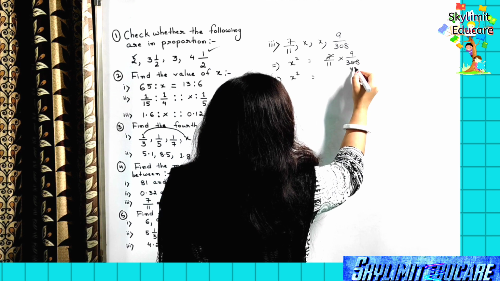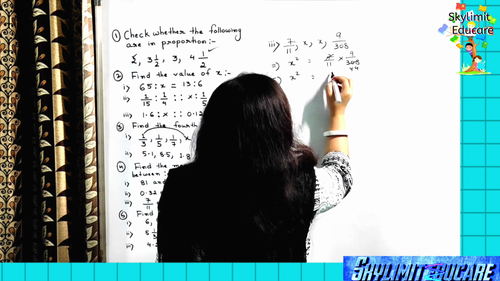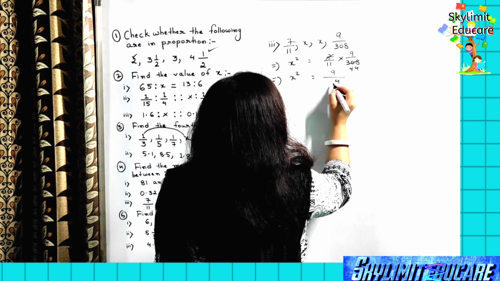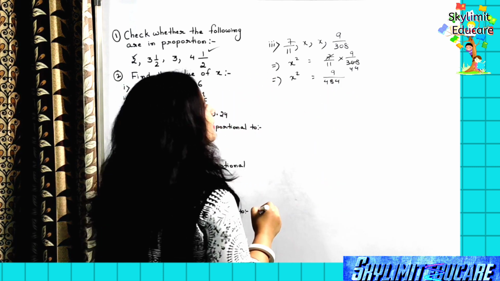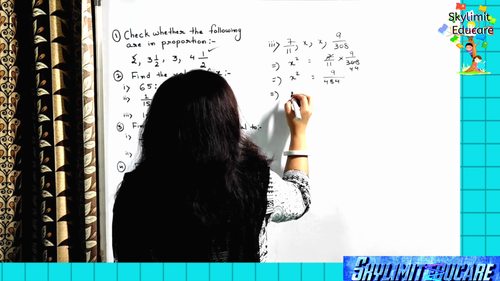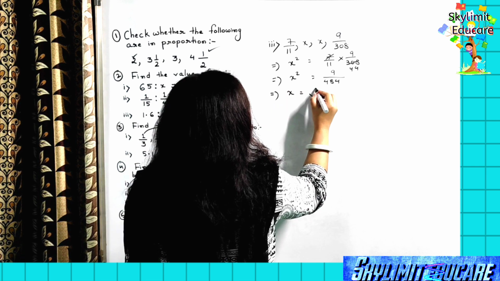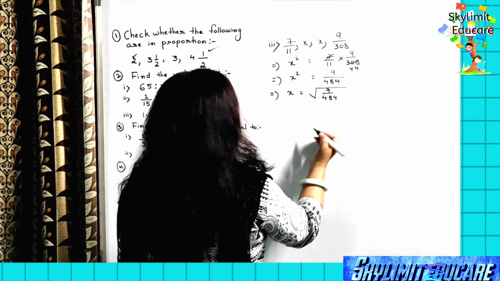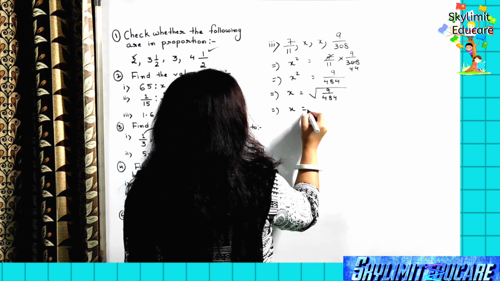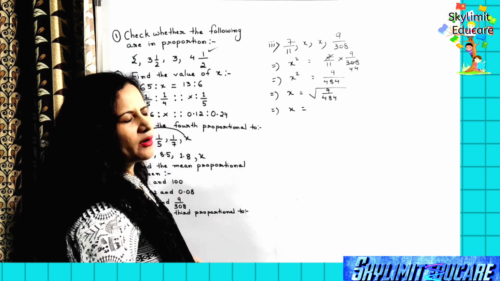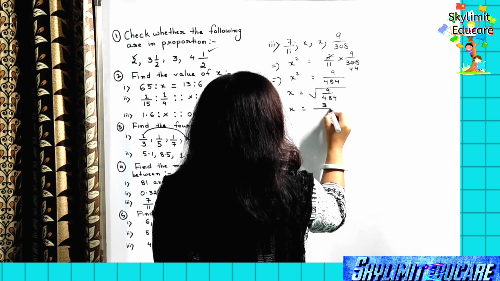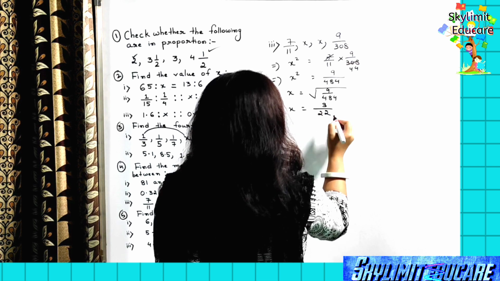So x square is equal to, now let's cancel it. 7 4s are 28. 7 4s are 28. So we got here 9 by 484. So x will be equal to the square root of 9 by 484. So I think you all can find the square root by prime factorizing or by the long division method that you have already learned. The square root of 9 is 3 and the square root of 484 is 22.